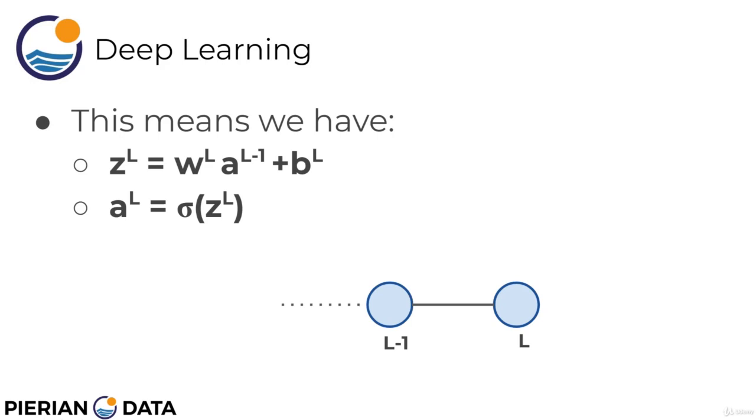So notice how z of L is defined by the weights and biases at that layer L, and then it's defined by the output of the previous neuron. So hopefully you can make these connections. And that means that then the cost function is going to be equal to a of L minus y, where y is the actual true output, squared.